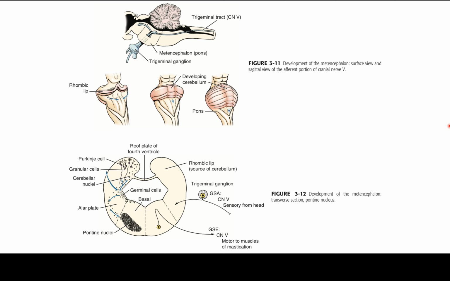The ventral metencephalon is the pons. A ventral migration of alar plate mantle layer neurons forms the pontine nucleus. See Figure 3-12. The axons of these neurons cross the midline and course dorsally into the cerebellum. This forms the transverse fibers of the pons, which demarcate the ventral surface of the pons and continue into the middle cerebellar peduncle.